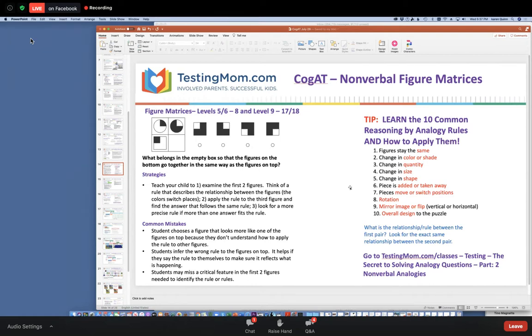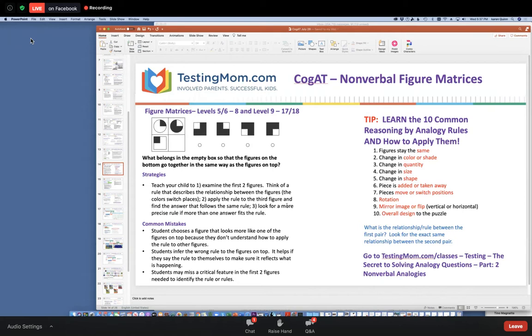If you practice enough, you will learn these. And if you're on Testing Mom, we have questions that cover every type of analogy change that I'm talking about here. So you want to teach your child these 10 common analogies so they know to look for them.